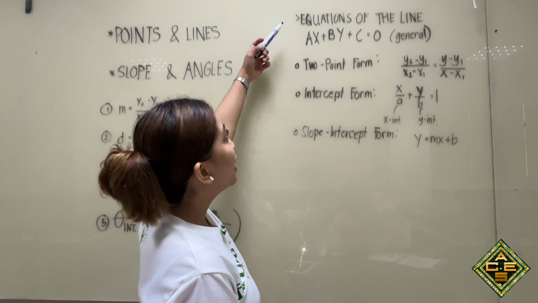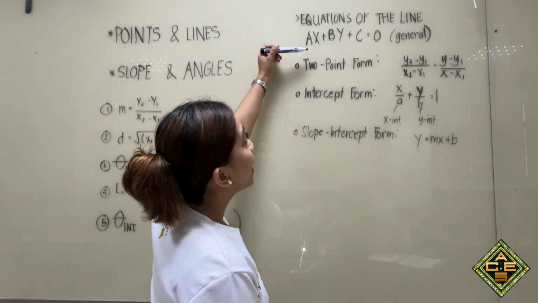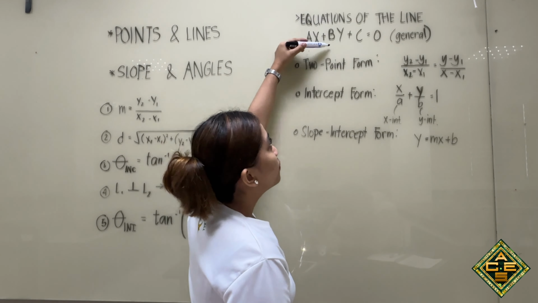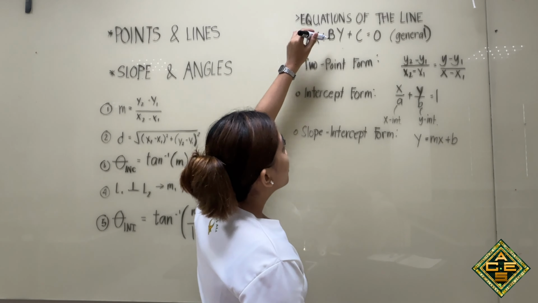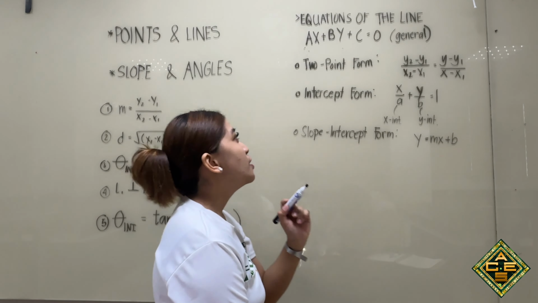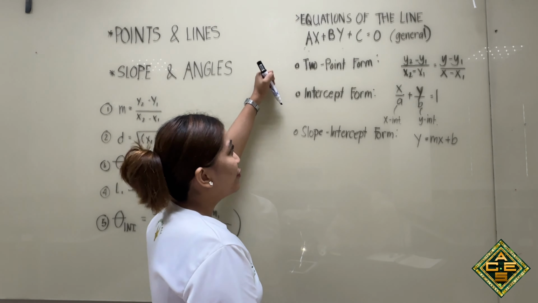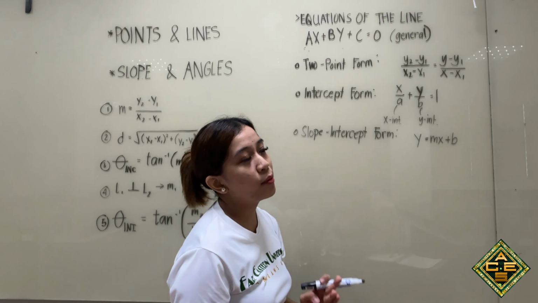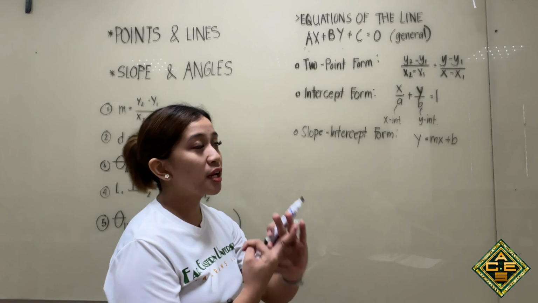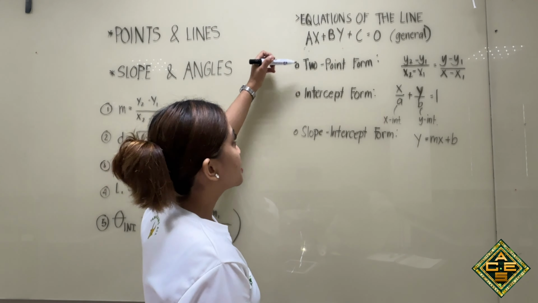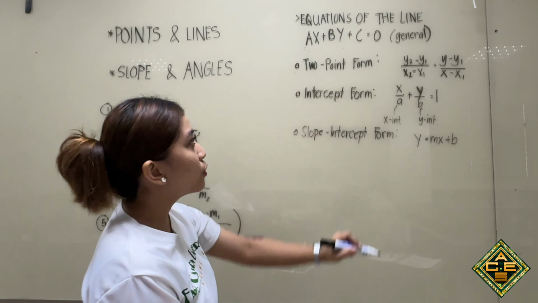In general form, we have this equation of the line, ax plus by plus c equals 0, wherein a and b are both numerical coefficients. When given points, intercept, or slope, we can form the equation of the line in three ways. This is the first way: the two-point form.